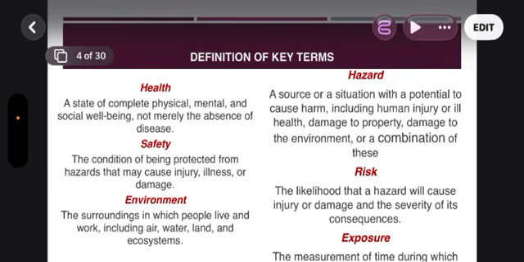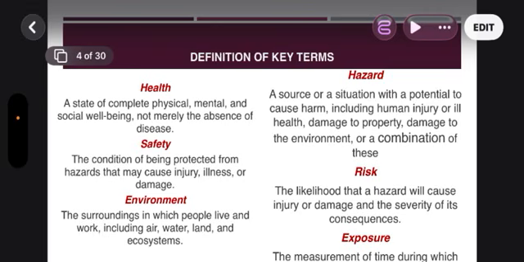Health is a state of complete physical, mental, and social well-being, not merely the absence of disease. Health does not necessarily mean absence of diseases, but it is a complete state of physical, mental, and social well-being.